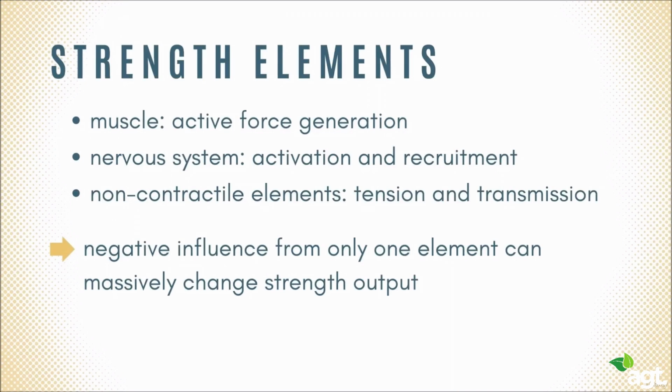When we talk about the most important elements contributing to force production, we refer to all the elements that we already talked about, which is the muscle, which is of course responsible for the active force generation. Then it's the nervous system that's responsible for activation and recruitment of motor units, as well as the coordination of the contraction and the co-contraction, for example. And we have the non-contractile elements, like tendons and ligaments, that are responsible for optimal tension and optimal force transmission without leaking energy. Our overall strength output can massively be changed if we get only one negative influence from one of those three elements, which is why we need to make sure that we train all three of these strength elements.